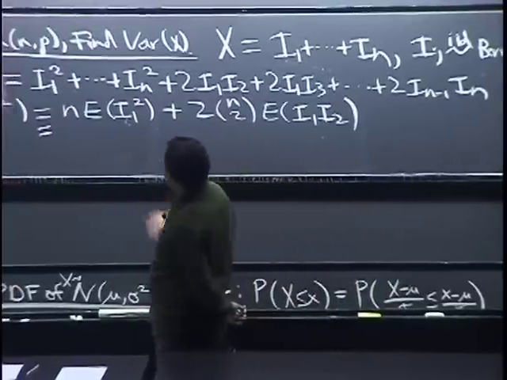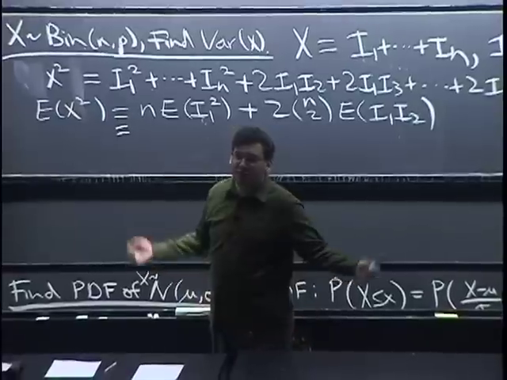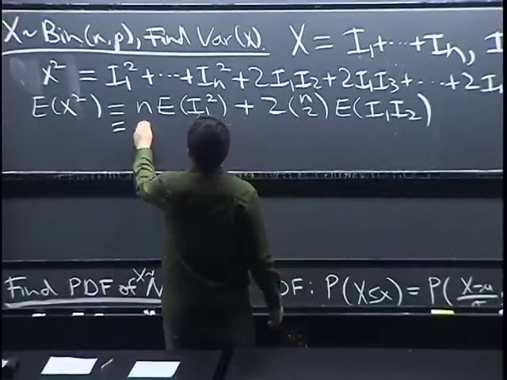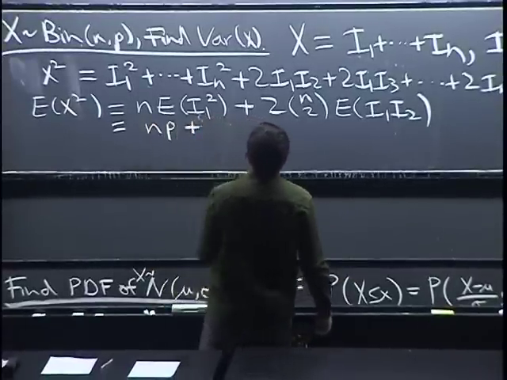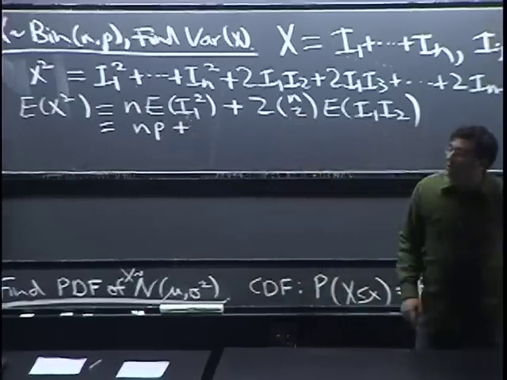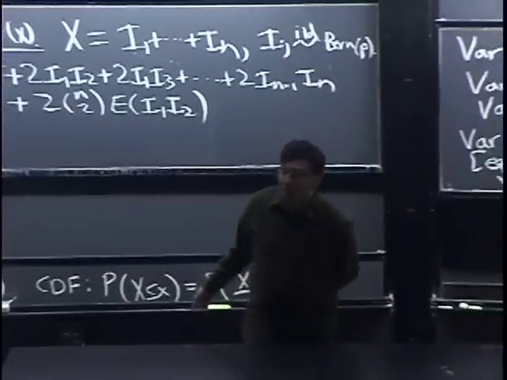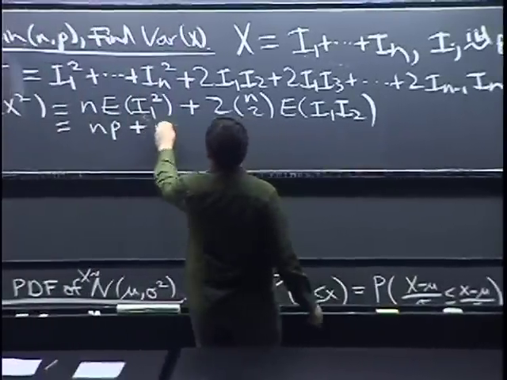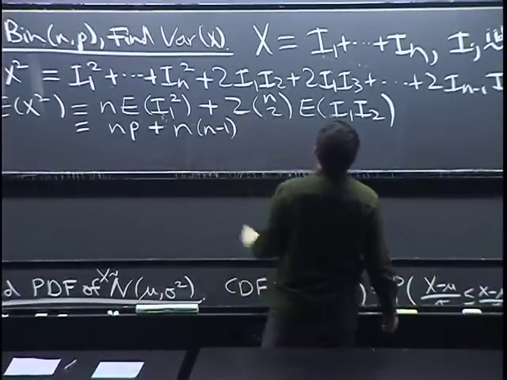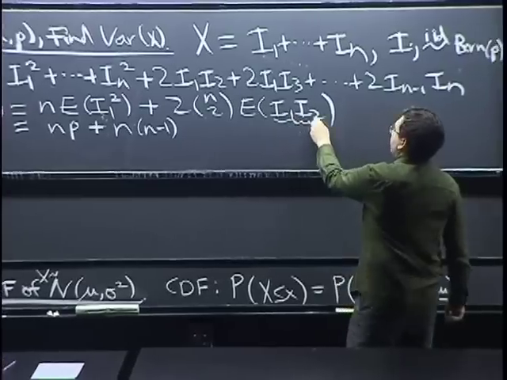So E of I1, that's just the expected value of Bernoulli p, is p. So that's just np plus n choose 2, which is n times n minus 1 over 2. So the 2's cancel. So this is really just n minus 1. Now let's think about this indicator random variable.